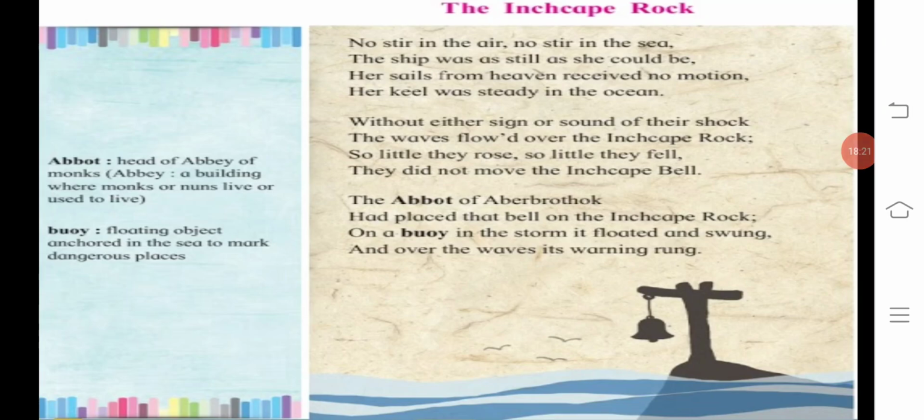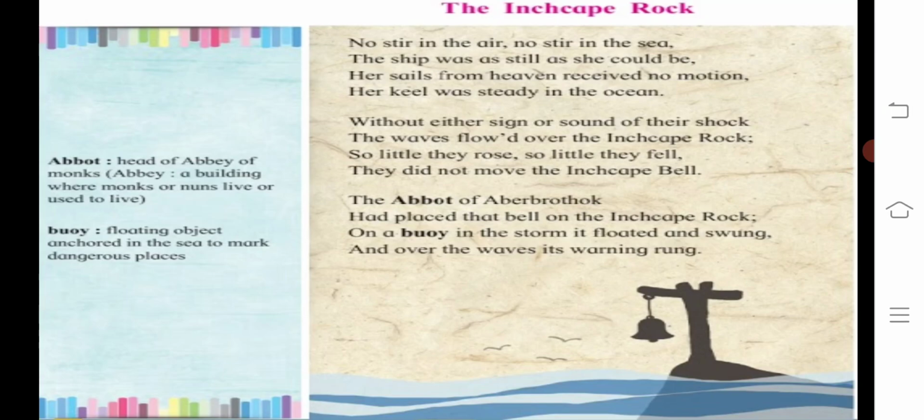Her keel was steady in the ocean. Now, keel means what? It is an anchor-like structure. So, in short, we could say that the particular anchor is fixed at the bottom, and because of that, the sea is getting the fixity. So, in short, the first stanza is saying that everywhere there is calm and quietude. The weather is quite happy, and there is no kind of obstacle in the path of ships.